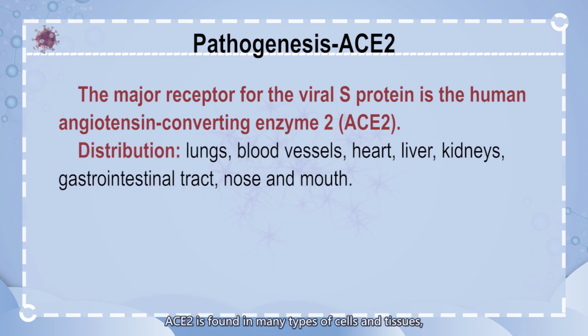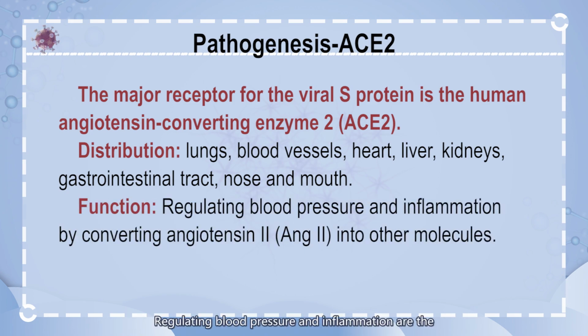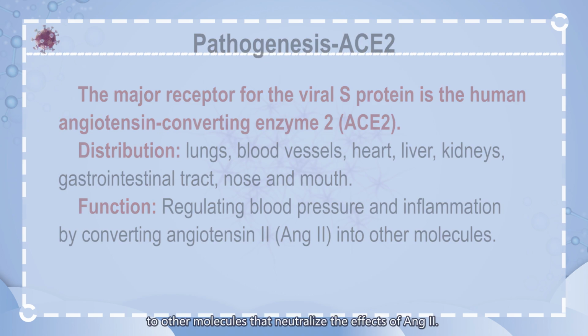ACE2 is found in many types of cells and tissues, including the lungs, blood vessels, heart, liver, kidneys, and gastrointestinal tract. It's also present in the epithelium lining the lung, the nose, and mouth. Regulating blood pressure and inflammation are the main functions of local ACE2, via the conversion of angiotensin II to other molecules that neutralize the effect of angiotensin II.